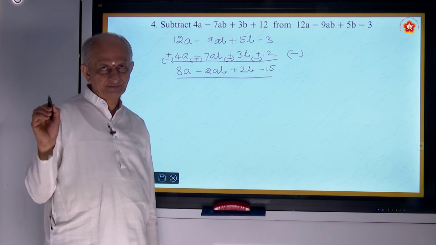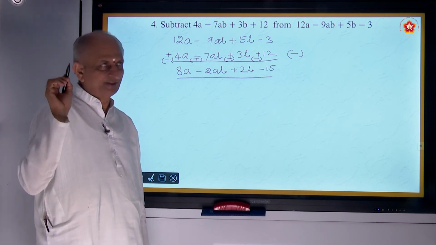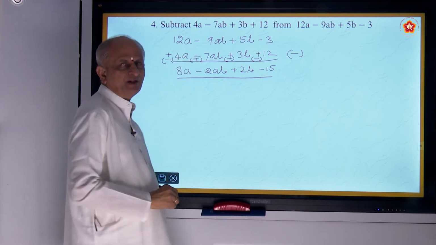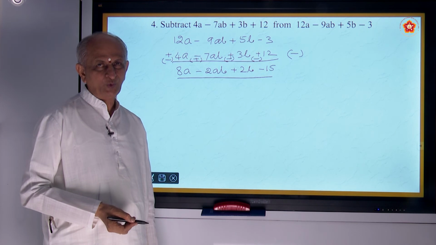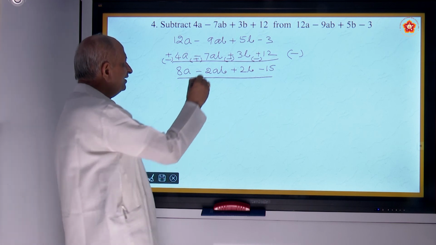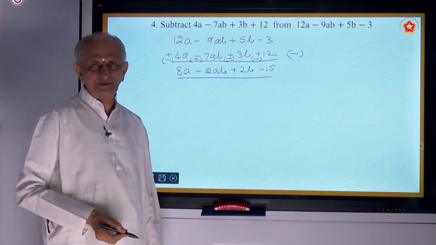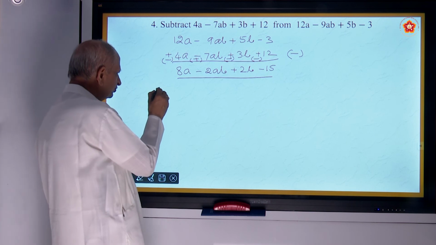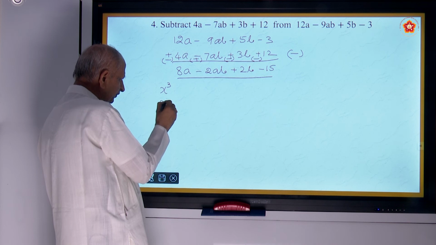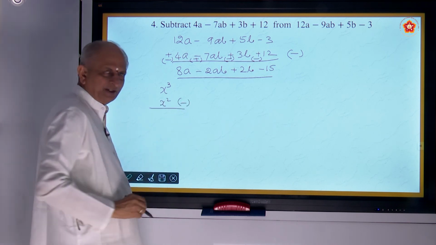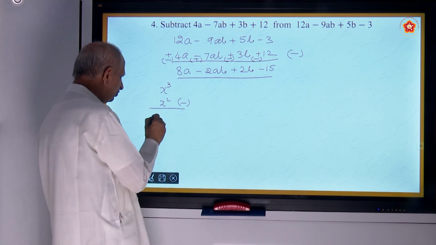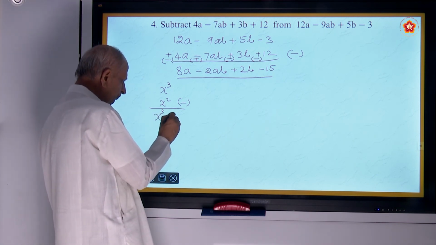So don't forget, in subtraction, you have to change the sign and add. What is adding? Adding of the coefficients, that's all. If there is no coefficient, what do you do? Take it as 1. And of course, here all like terms are given. Suppose there is no like term. Suppose you are asked to subtract x squared from x cube. How do you subtract it? Can you do it? No, you cannot do it, correct? Then what you must do? x cube minus x square.